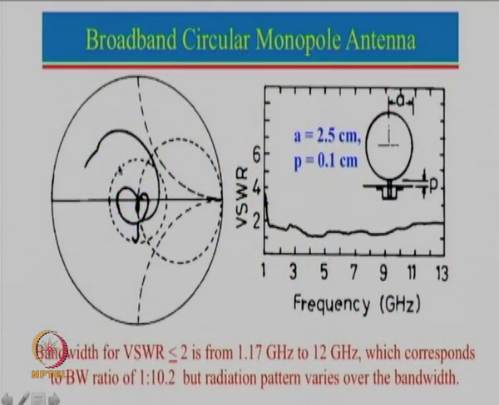Today we are going to see some other configurations which have an even much larger bandwidth than what we saw in the last lecture. These are known as ultra broadband antennas. So, let us see. Today we will start with the broadband circular monopole antenna.